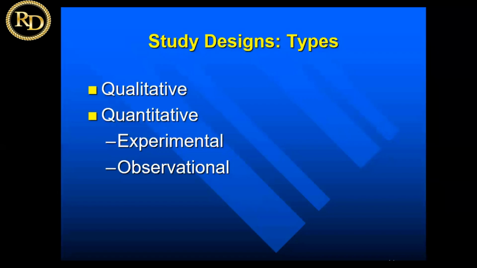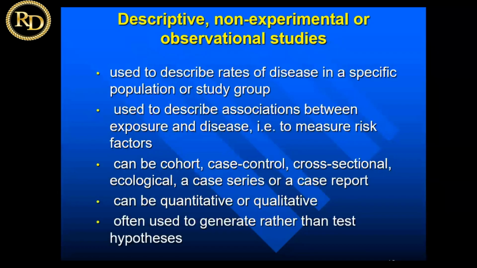So these are quite detailed studies which require a lot of money, resources and material. Here, this kind of studies are either experimental or they are observational. If we see the observational studies, we are studying the rates of disease in a specific population group. They are used to describe the associations between exposure and disease, that is, to measure the risk factors.